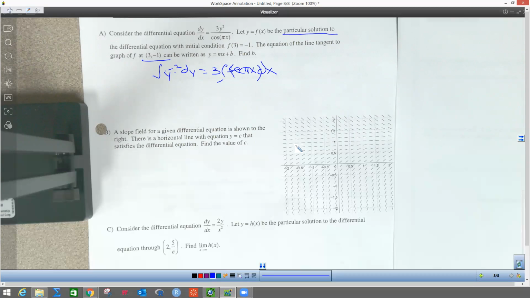So on the left side, we have to add 1 to the power. So -2 plus 1, I believe, is -1. I'm going to stick that underneath. And over here, we got this 3 in the front. Does anybody know what the integral of secant is? What's the integral of secant? The natural log of the absolute value of secant x plus tan x. Okay, I'm going to write down what you said.